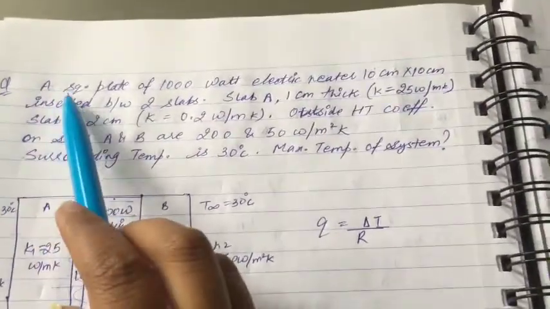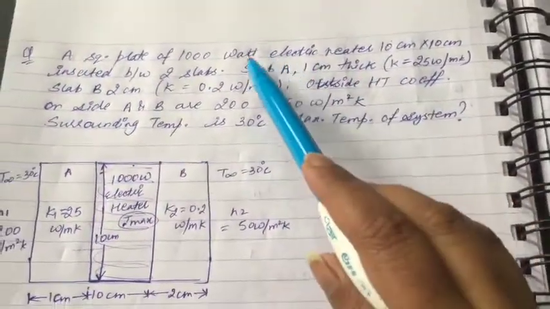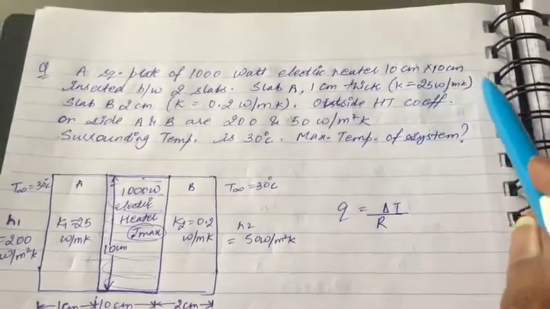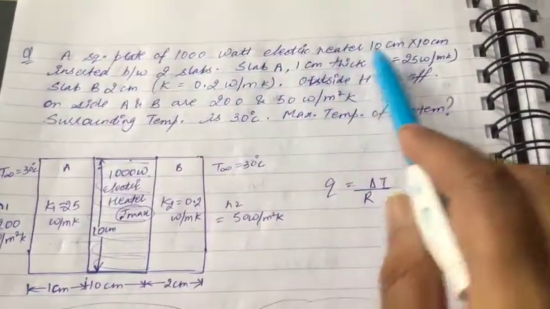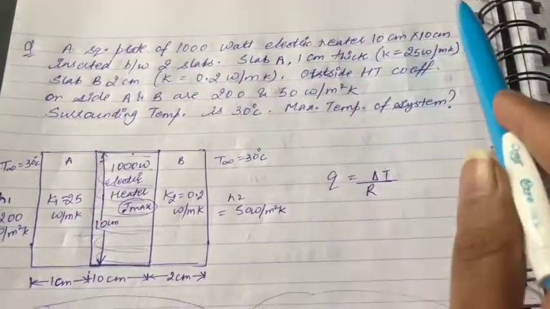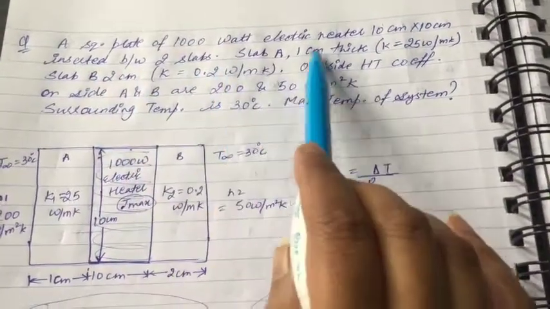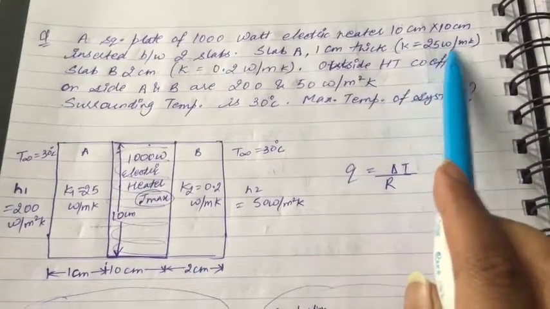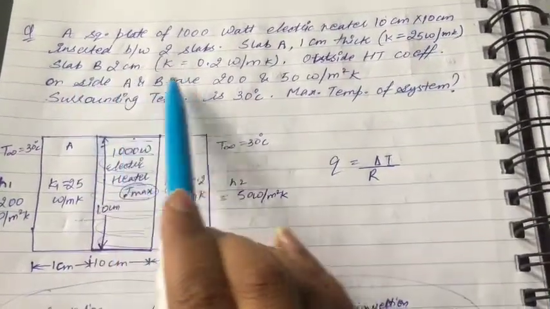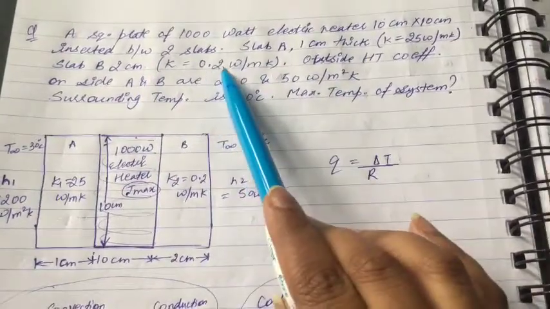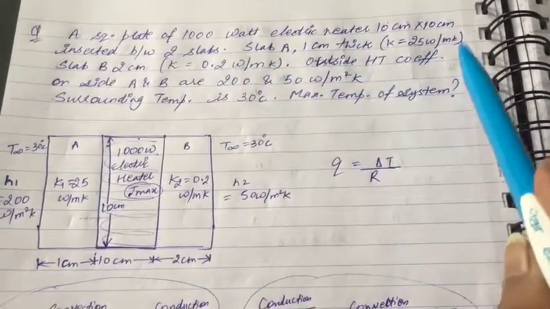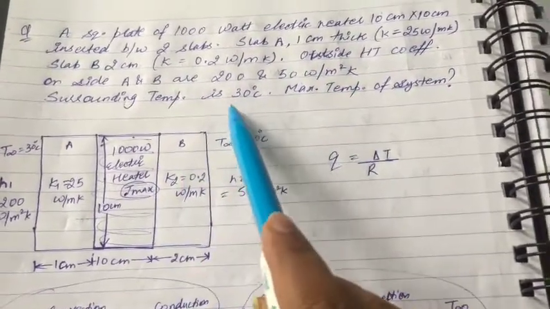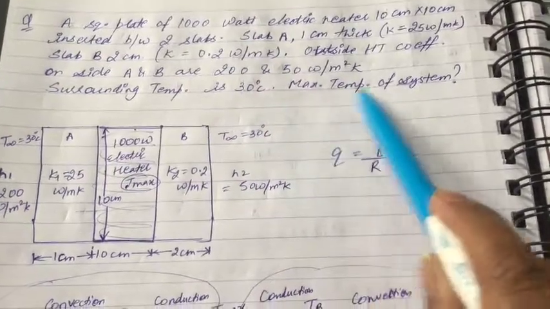Next question we have is, a square plate of 1000 watt electric heater of 10 centimeter by 10 centimeter dimension is inserted between two slabs. Slab A of 1 centimeter thickness, its K is given as 25. Slab B of 2 centimeter thickness, K is 0.2, and outside heat transfer coefficients on sides A and B are 250 watt per meter square Kelvin. Surrounding temperature 30. We have to find the maximum temperature.